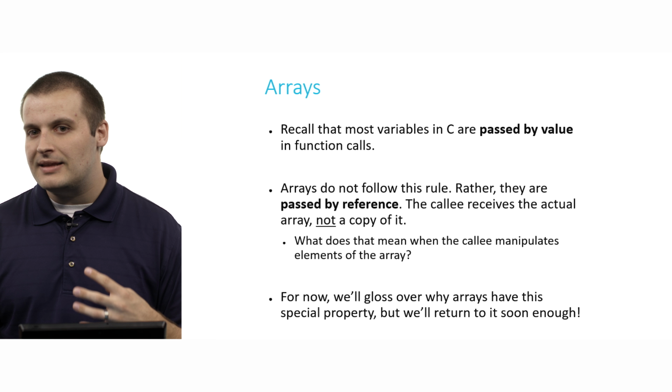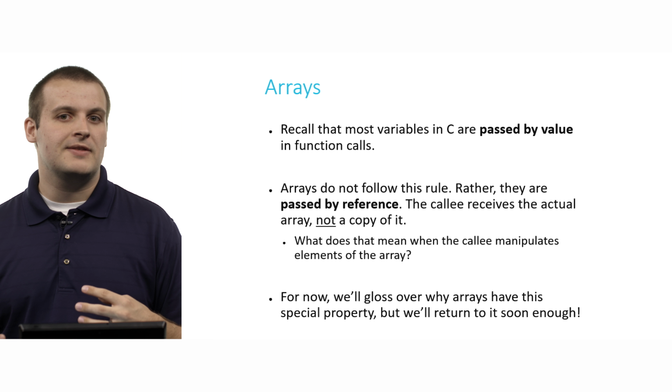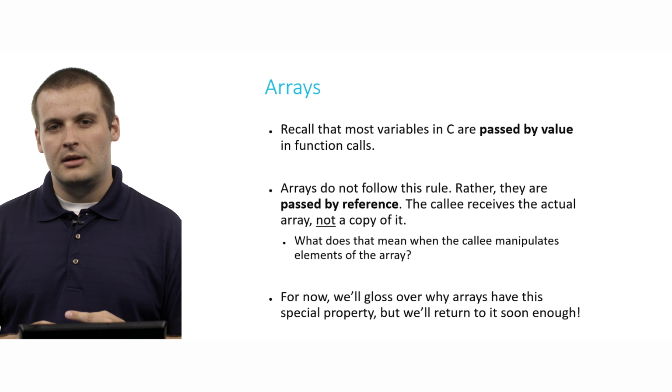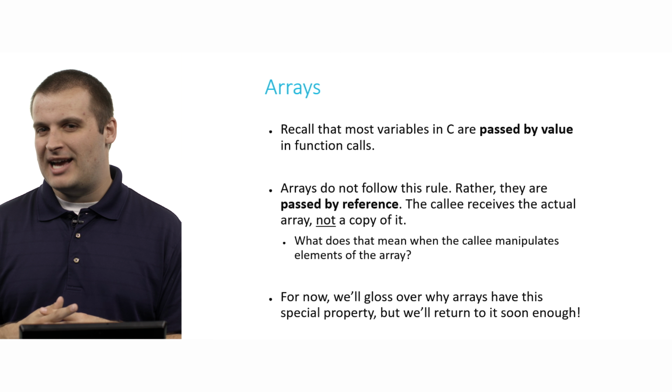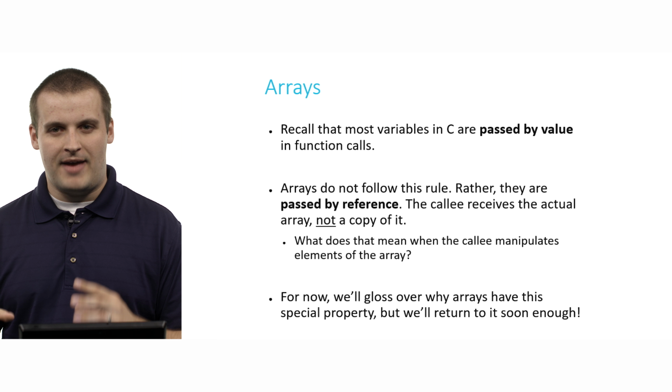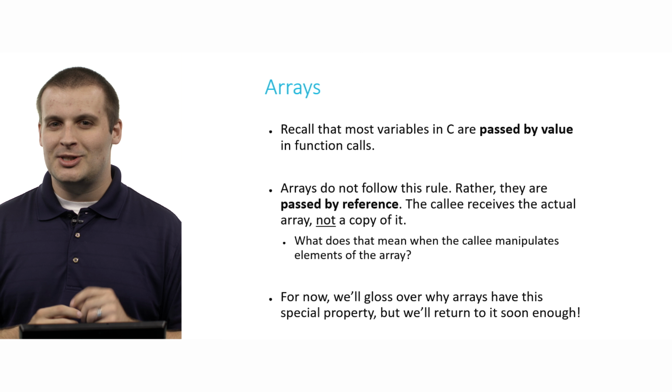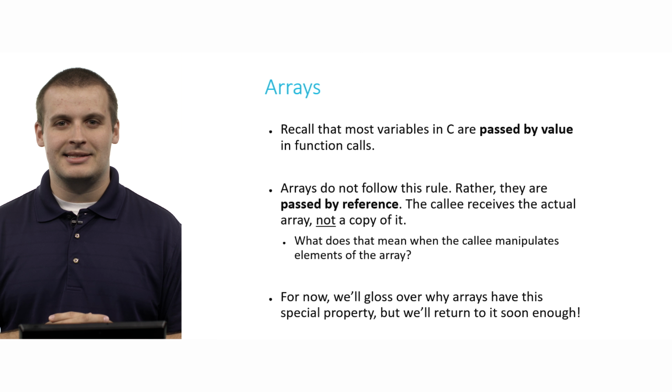So what does this mean then when the callee manipulates elements of the array? What happens? For now, we'll gloss over why exactly this happens, why arrays are passed by reference and everything else is passed by value. But I promise you, we will return and give you the answer to this in a later video.